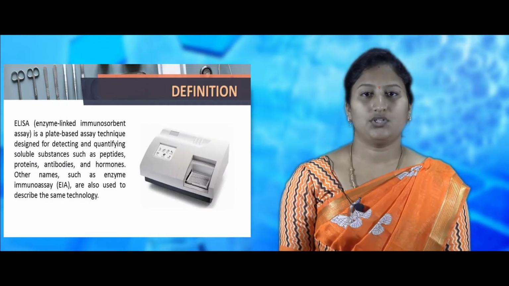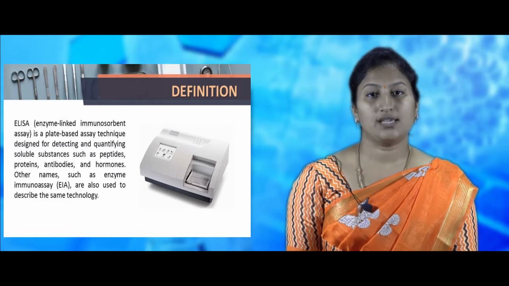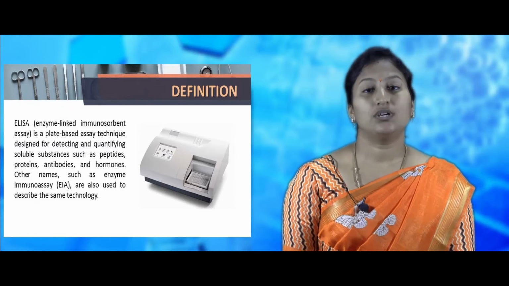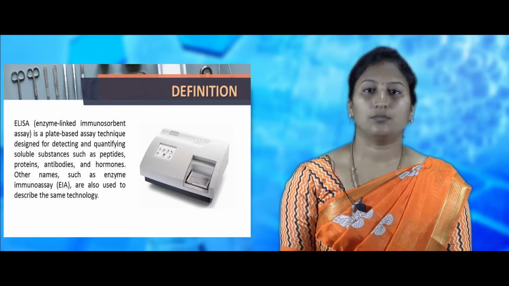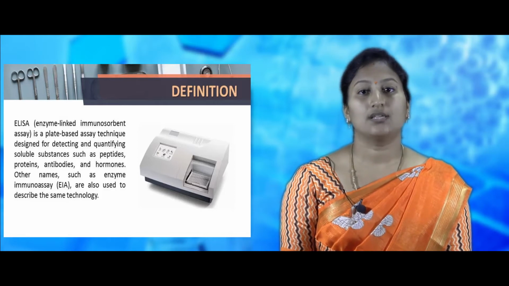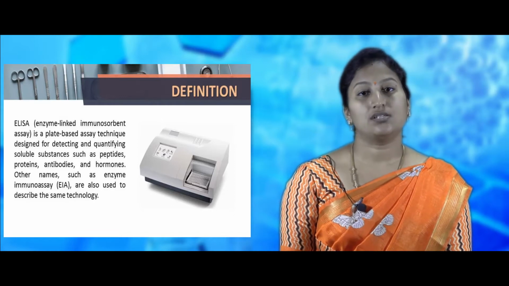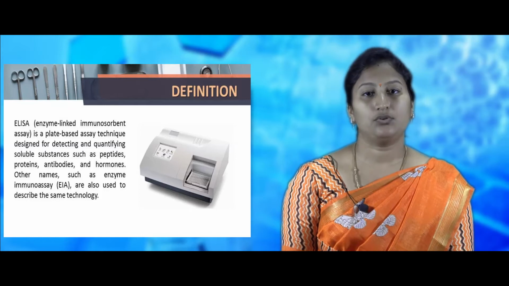Now let's see the definition. ELISA, or enzyme-linked immunosorbent assay, is a plate-based assay technique designed to detect and quantify soluble substances like proteins, peptides, antibodies and hormones. This technique is also described with other names like enzyme immunoassay.